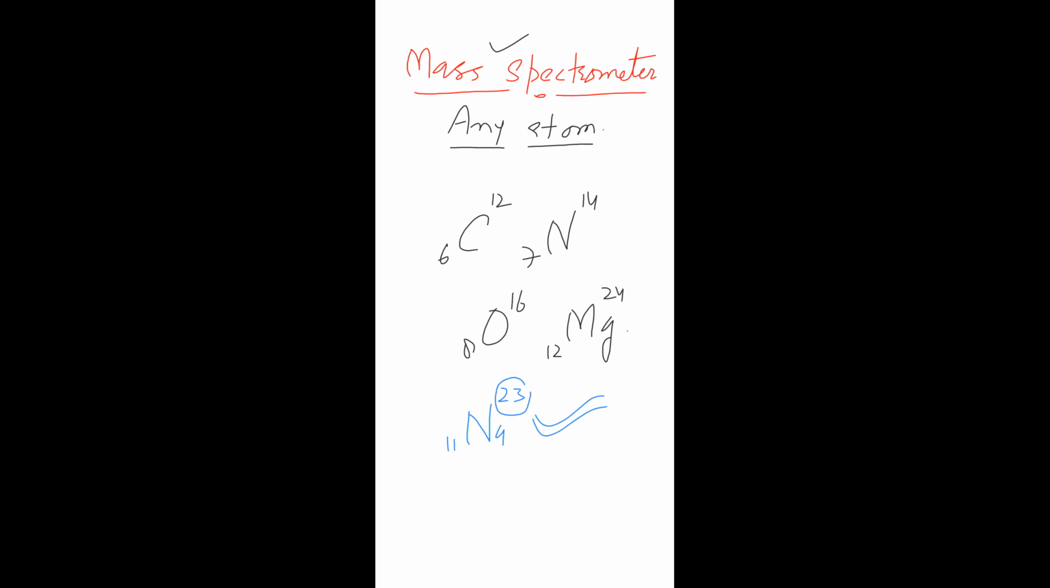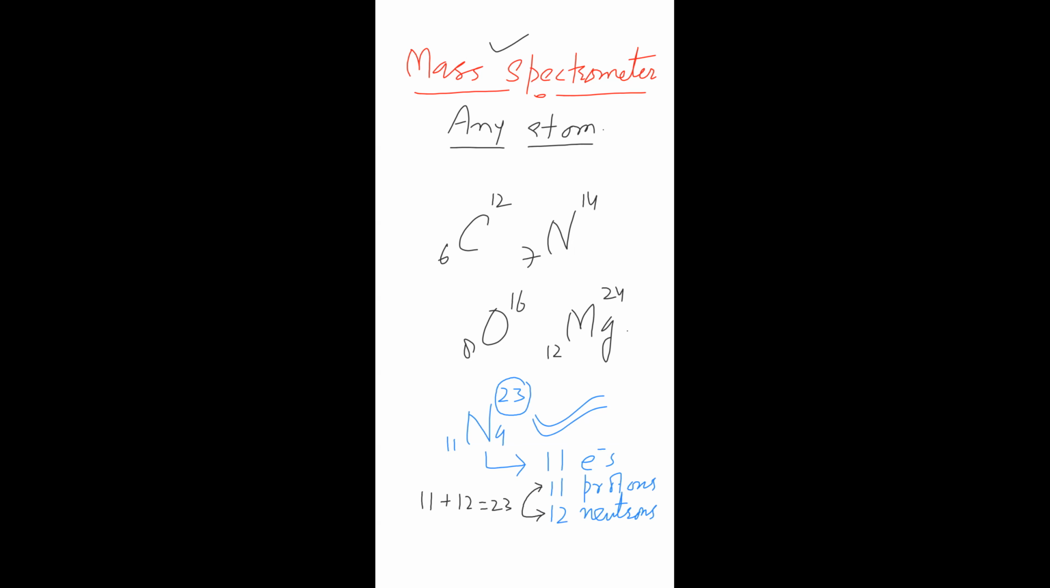I will write it here: sodium has 11 electrons. We will study these subatomic particles in detail. It has 11 electrons, 11 protons, but 12 neutrons. So that is why its mass is 23. You can calculate mass from these, that is, the sum of protons and neutrons: 11 plus 12 is 23. Got it?